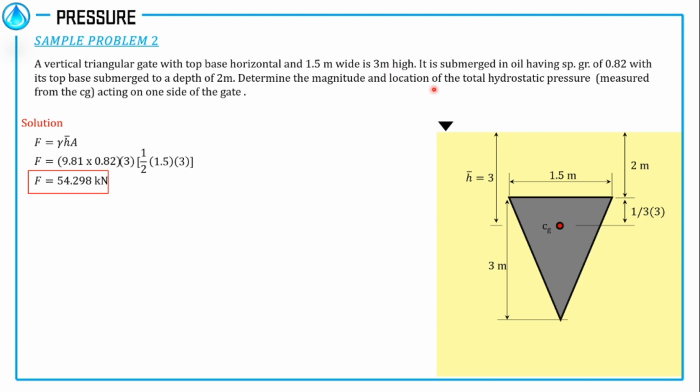And to solve for the location of the total hydrostatic force, E is just equal to Ig over the area times y bar, wherein Ig is the moment of inertia with respect to the centroidal axis over the area of the gate, multiplied by y bar. In this case, to solve for E, the moment of inertia with respect to the centroidal axis of a triangular object is equal to bh cubed over 36, or 1.5 times 3 cubed over 36, wherein your b should be parallel to the oil surface. And then the area is still 1/2 the base and the height, multiplied by y bar, wherein your y bar is also equal to h bar. Therefore, we have this equation. Solving now for E will give us 0.167 meters.